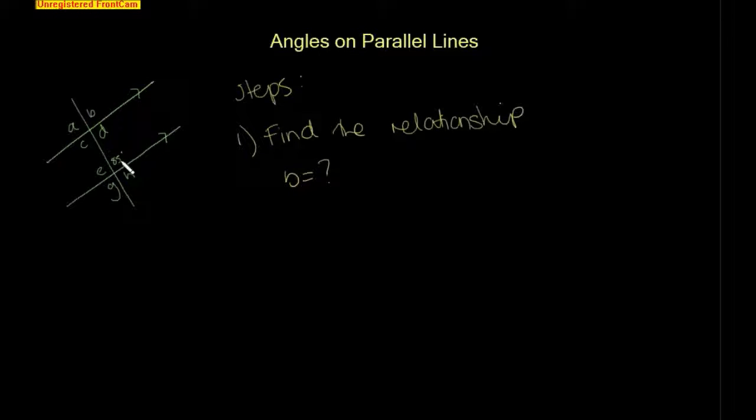So the first one being corresponding. Are they sitting in the same position on a parallel line compared to the transversal? Which in this case they are. They're both on the right hand side and above the parallel line. So B has to equal 85 degrees.